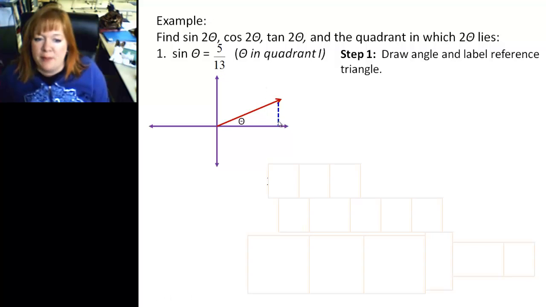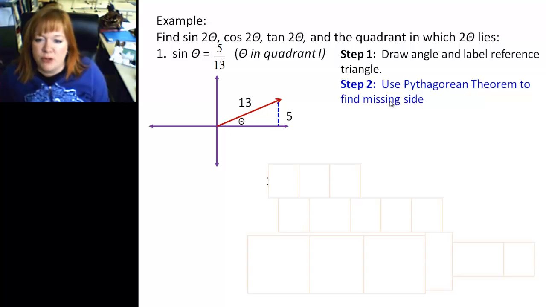I drop down my perpendicular to make my right triangle. So this right over here is where the 5 goes, and then this would be the hypotenuse, or r, if you will. And so we've got that. Now, the only other thing I need is this missing side. How in the world can we do that? Well, you remember Pythagoras, who's that square on the hypotenuse. You're going to use the Pythagorean theorem to find this missing side.